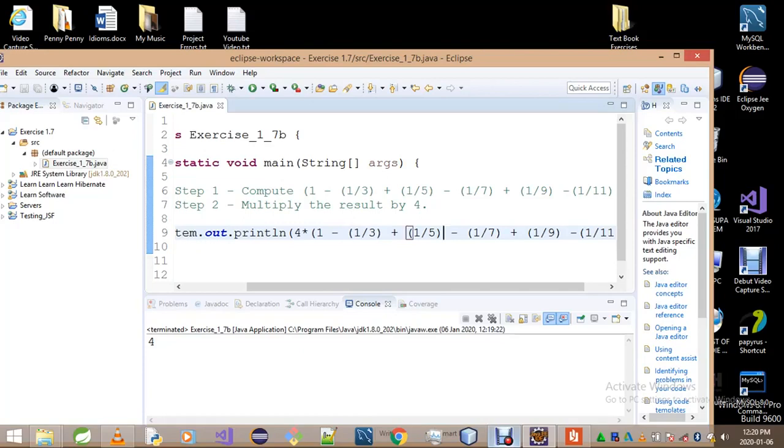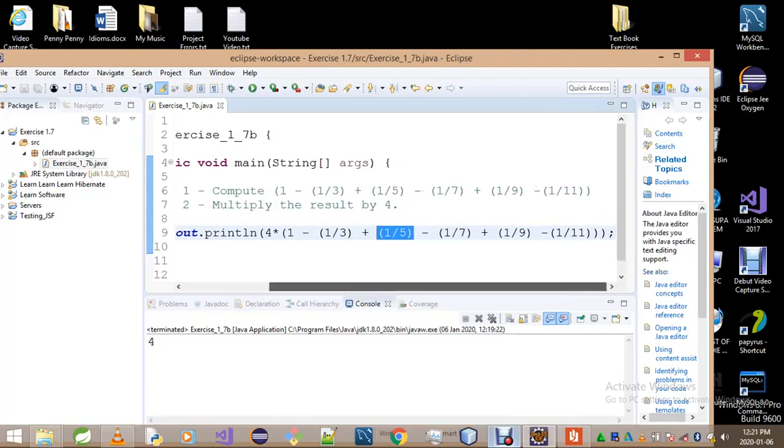The very same thing applies here. This is supposed to be 0.2, but because these are both integers, 1 and 5, the whole thing is treated as an integer, which is 0 instead of 0.2. I think you guys are clear with that. So let's solve that right now.